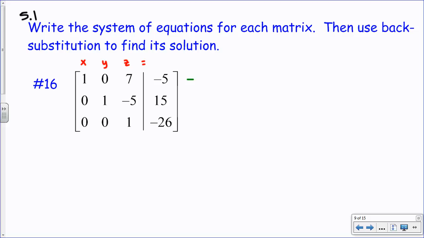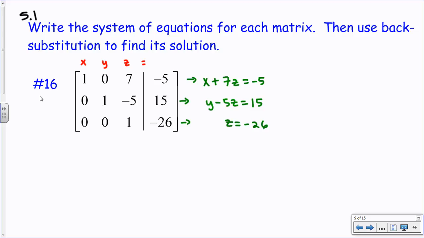So this first row would be 1x plus 0y plus 7z equals -5. Your second row would be 0x and then 1y minus 5z equals 15. And then your third row is just z equals -26.